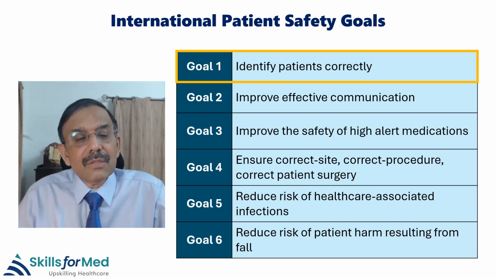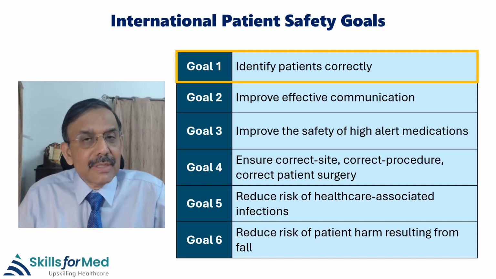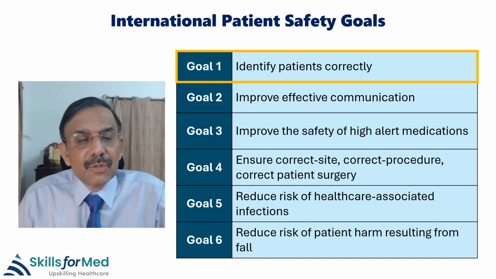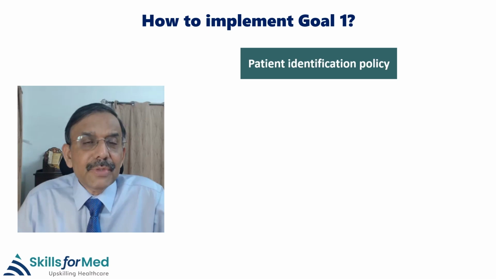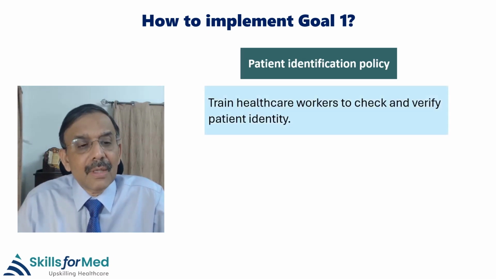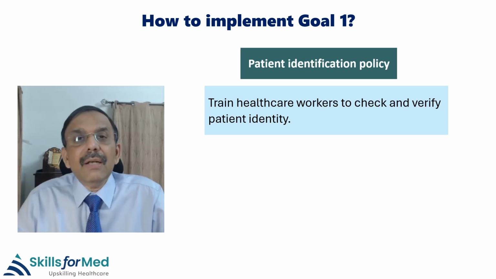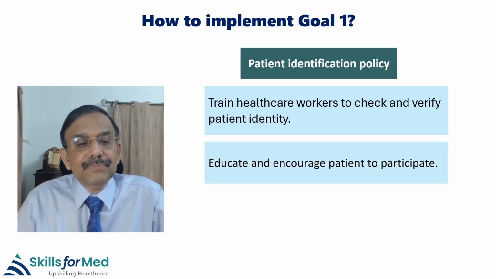Now first let us look at goal number 1, which is identifying the patients properly. Now, how do you implement it? First, every hospital should have a patient identification policy. Based on this policy, the healthcare workers should check and verify the patient identity. Next, the patients should be educated and encouraged to participate in the patient identification.